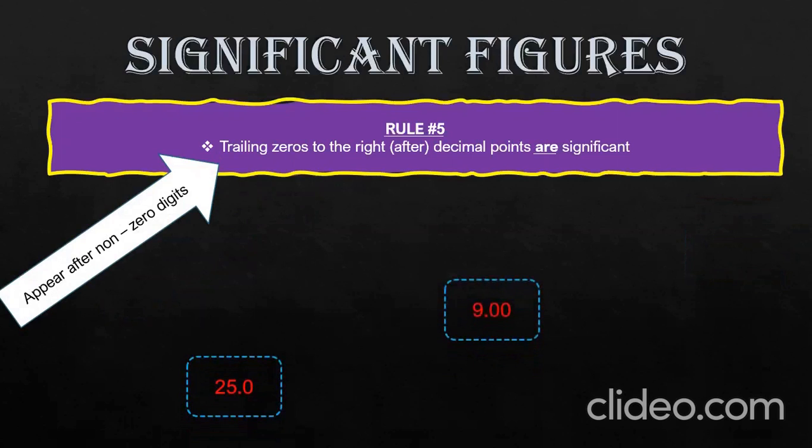If we take 9.00, this also has 3 significant figures. And 4020.0 has 5 significant figures: 1, 2, 3, 4, 5. So this 0 here is significant.